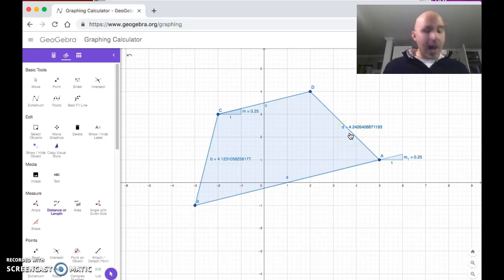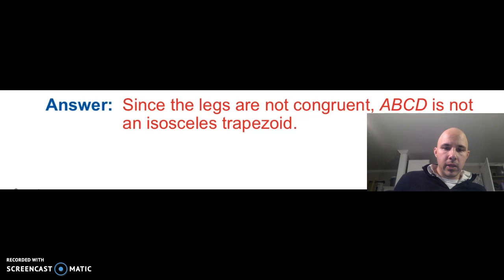Since it's not, it is a trapezoid, but it's not going to be an isosceles trapezoid because these figures are not the same. If you have any questions, let me know. I'll be glad to help you out. Bye. This particular example, again, since the legs are not congruent, ABCD is not an isosceles trapezoid.